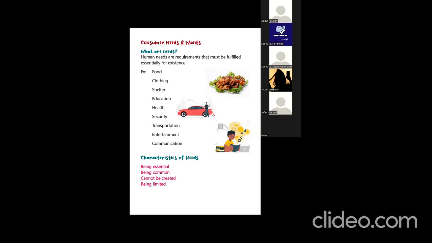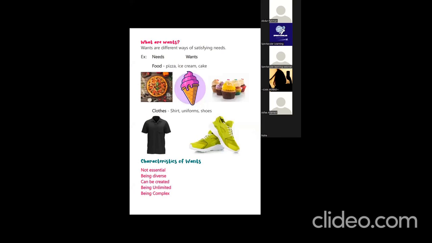So did you all understand the characteristics of needs? Yes. Okay.